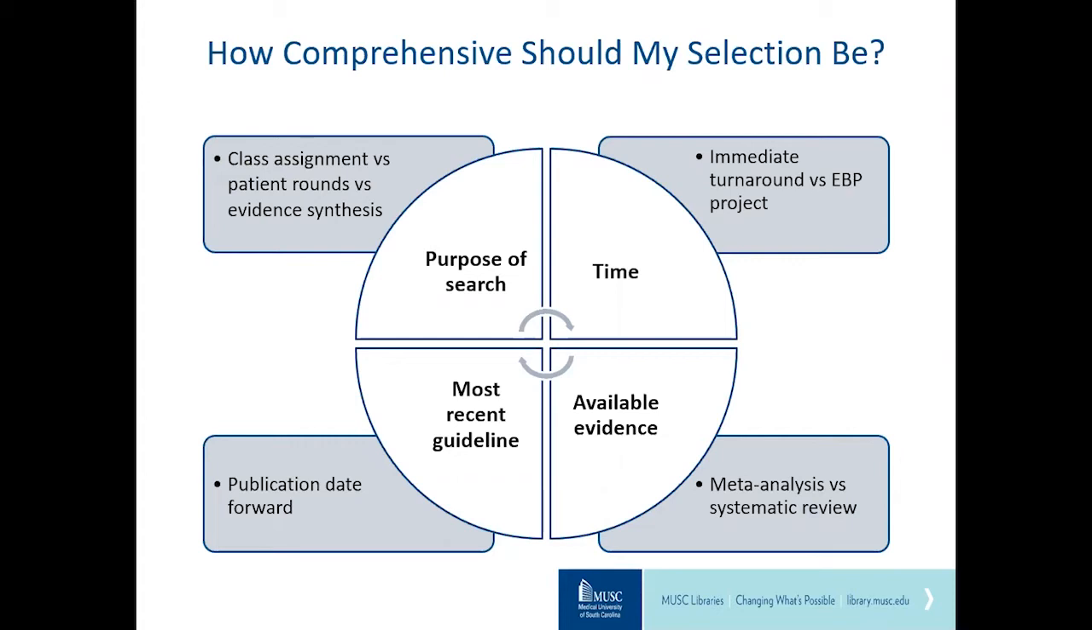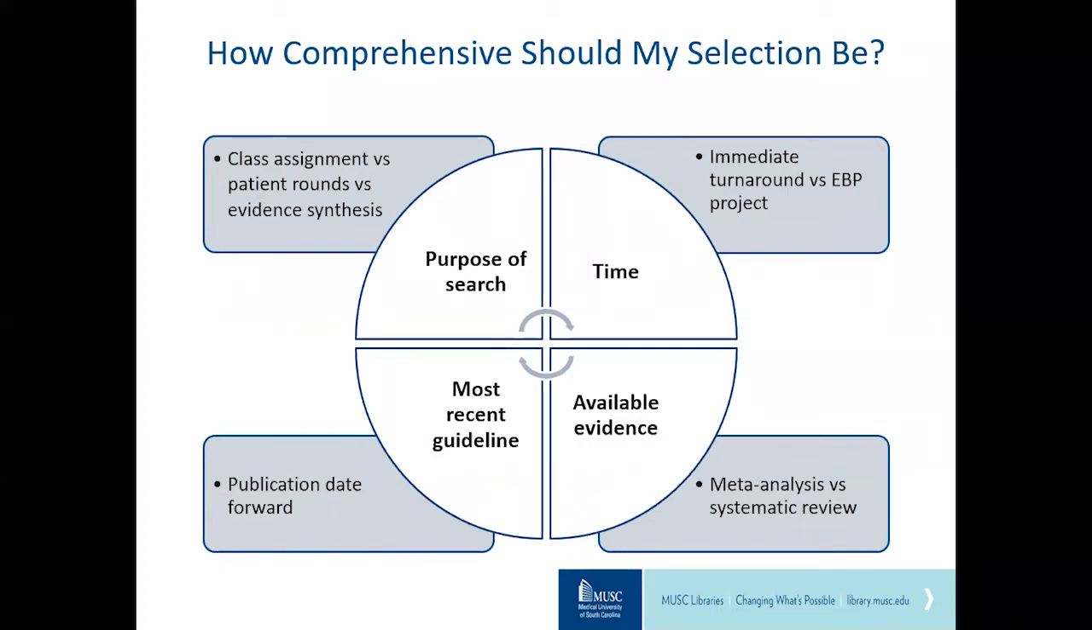Then, looking at the publication date of the most recent guideline, if one exists, can help to create specific publication date parameters. Because guidelines typically include systematic reviews, the recommendations contained within them are a summation of the literature up to that point. So excluding studies published before the guideline publication date might be useful to maximize similarities within your collection.